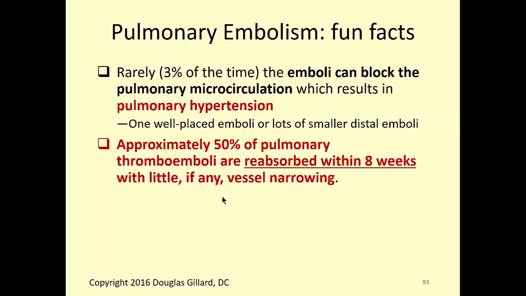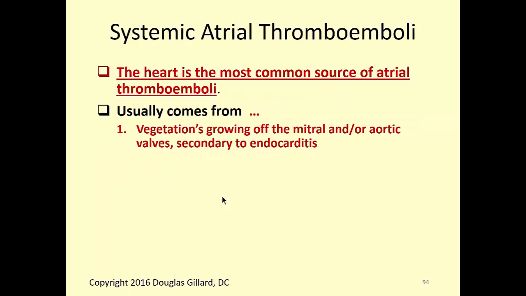Approximately 50% of pulmonary thromboemboli are reabsorbed, that's the good news, within 8 weeks with little sequelae. So that's a good sign. If they don't reabsorb and scarring occurs, you can get pulmonary hypertension. The heart is the most common source. Now we're talking atrial thrombi. The heart is the most common source of atrial thrombi. They usually come from several places. Let's talk about those places.